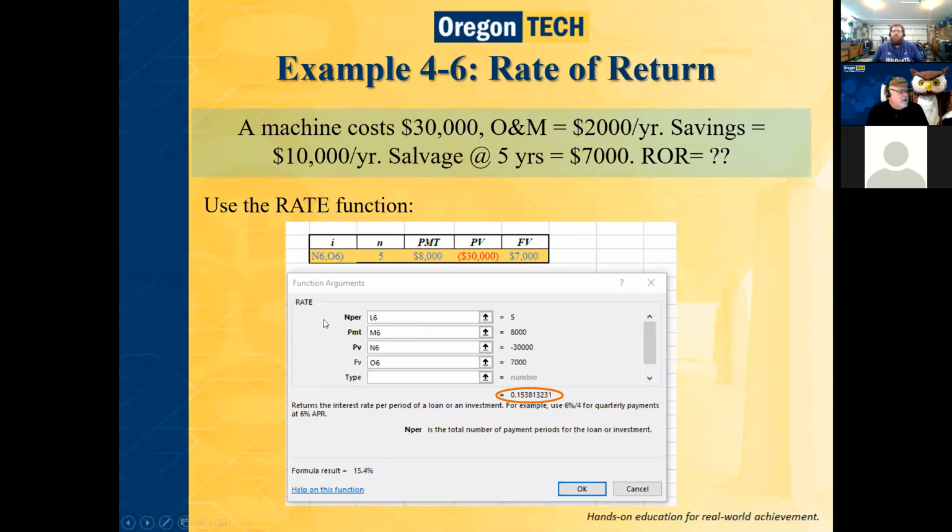You have a rate function in Excel. Number of periods is 5. The payment, $8,000. Present value, $30,000 outflow. Future value of $7,000. And that can tell you what the equivalent rate is, in which case it's 0.1538 or 15.38% rate of return.